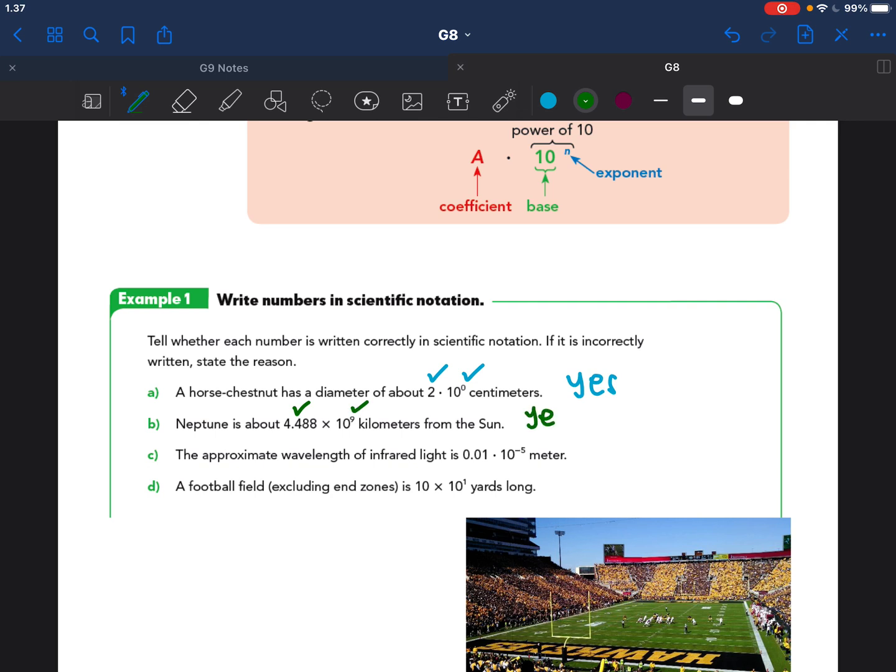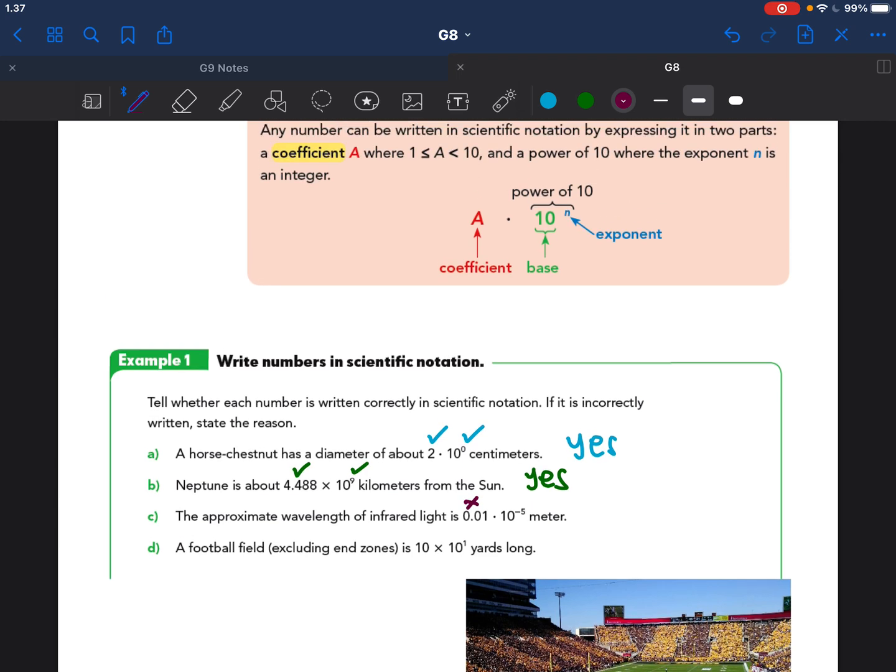And that is correct as well. Let's see C here. It says the approximate wavelength of infrared light is 0.01 times 10 to the power of negative 5 meter. So right away you can see that the coefficient here is not between 1 and 10. That is less than 1, and then times 10 to the power of negative 5. Both of these are good, but then again, so this one is no.